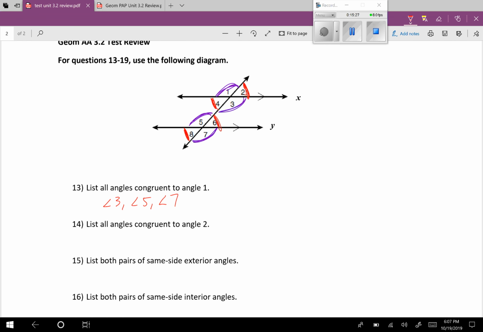Now it says list all angles congruent to angle 2. Okay, well angle 2 is red, so everything else that is red is congruent to angle 2. So that's angle 4, angle 6, and angle 8.